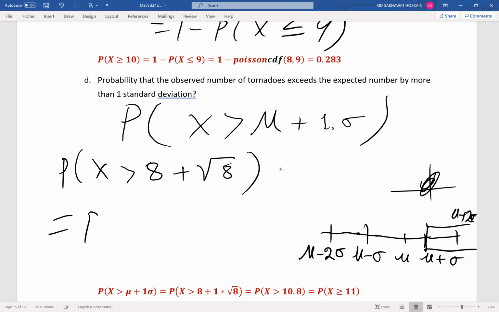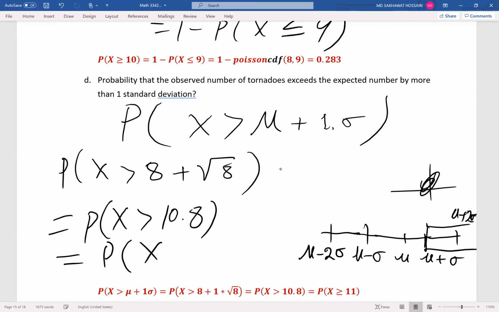And this is equal to the probability of x greater than 10.8. We know that x is always an integer number. X could be a positive integer or 0, so x could be 0, 1, 2, 3, 4, 5, 6. So x greater than 10.8 means x greater than or equal to 11. Or you can also write x greater than 10.